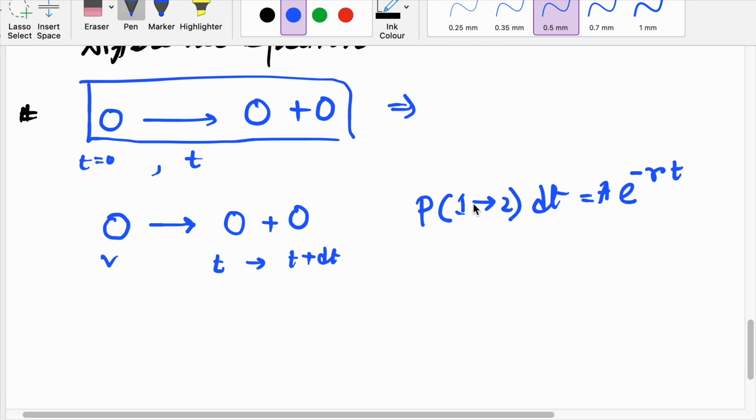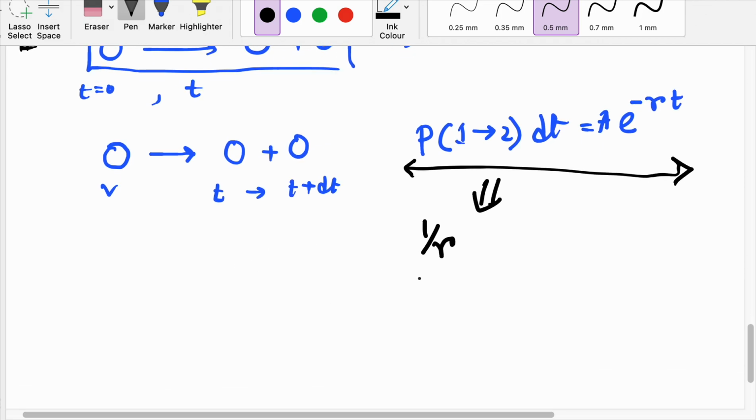So what could be the differential equation for this? Okay, let me write it. Let me go through it. Then the question: what is the average reproduction time? From here we can calculate the average reproduction time. You will find the average reproduction time will be 1 by r.